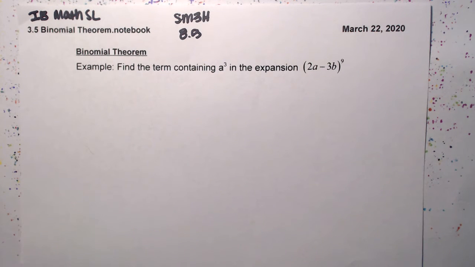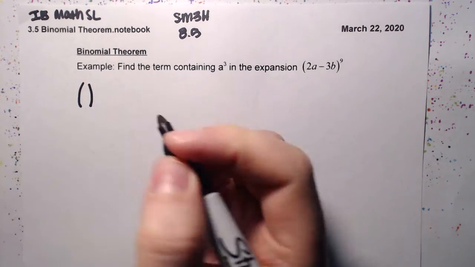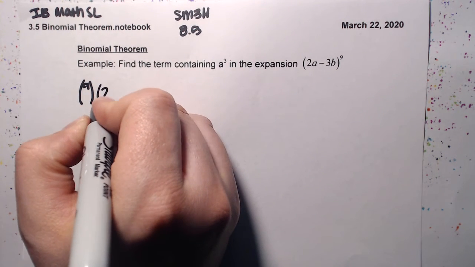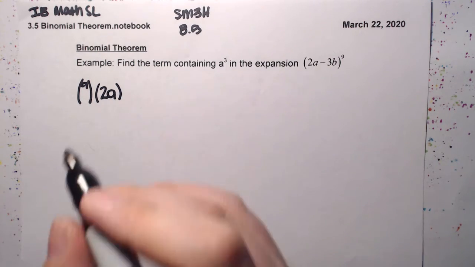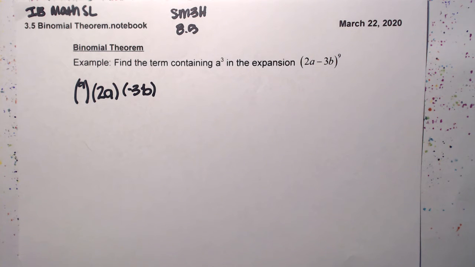So when I write this out, I'm not exactly sure which term I'm going to need, so I'm just going to write out what the binomial theorem is going to look like for one of the terms. So I'd have a 9 here, and then I don't know what the R term is, so I don't know what goes in that next spot. It could be 0, 1, 2, 3, 4, 5, 6, 7, 8, 9. And then I'm going to have 2a raised to some power and negative 3b raised to some power. So I need to figure out what these numbers are going to be.